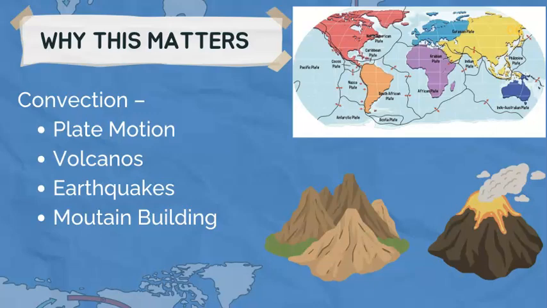Now, why this matters. Convection is responsible for things like earthquakes, volcanoes, and mountain building. It's one of the main reasons why Earth is very active. So convection basically creates the plate motion, volcanoes, earthquakes, and mountain building, like I just said. And in the picture above, I just wanted to refresh on where the plate boundaries are, to show where we will see a lot of this activity going on.